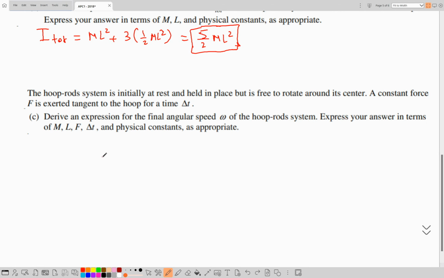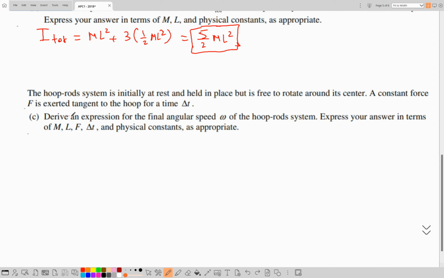Now in what follows, they're telling us the hoop rod system is initially at rest and held in place, but it's free to rotate around its center. A constant force F is exerted tangent to the hoop for a time delta t. In part C, we need to derive an expression for the final angular speed omega of the hoop rod system. Express your answer in terms of M, L, F, delta t, and physical constants as appropriate. So here the system is initially at rest. We apply a tangent force F. It will exert a torque for a certain time delta t. We need to find the final angular speed.